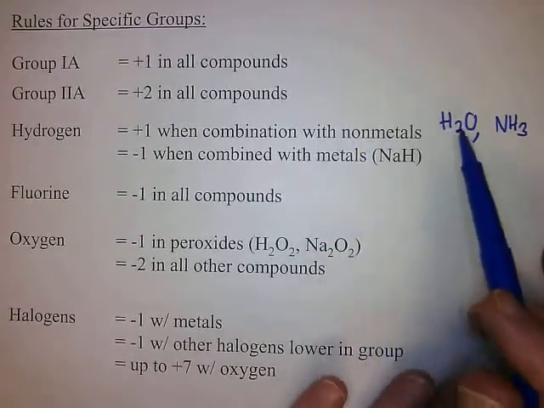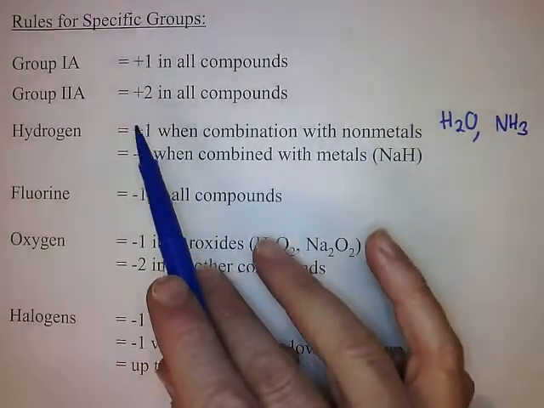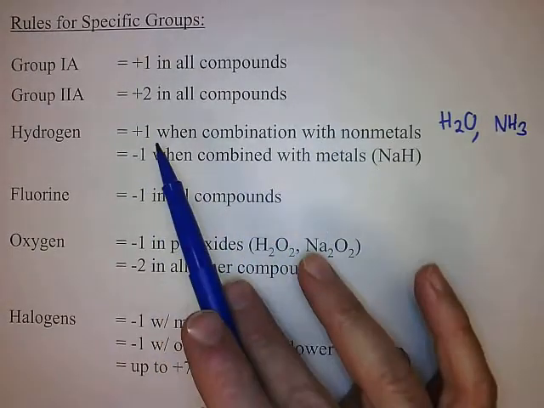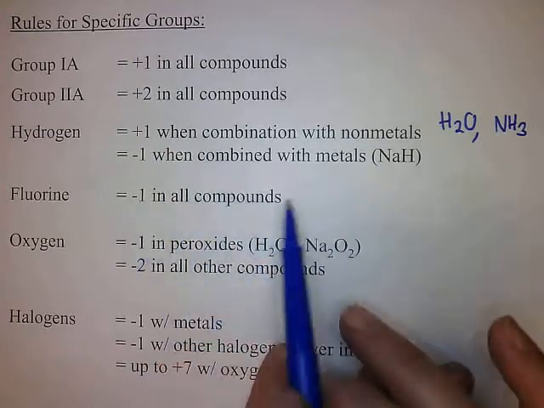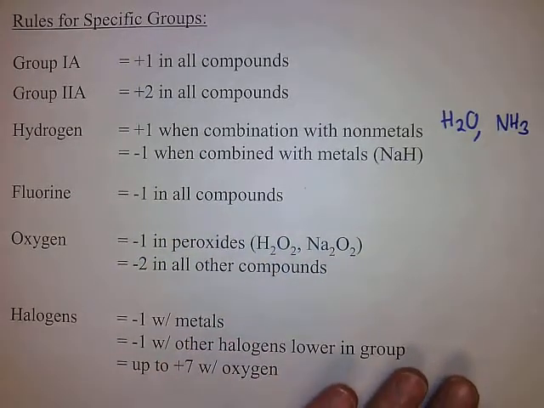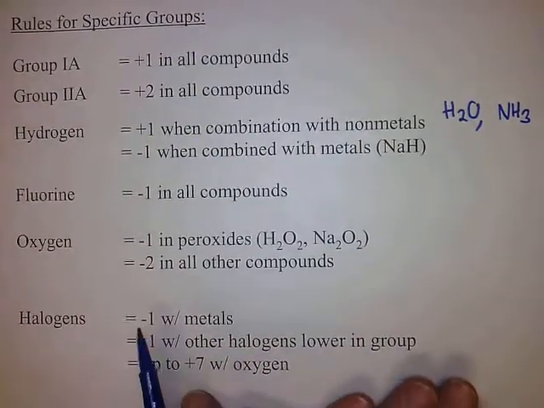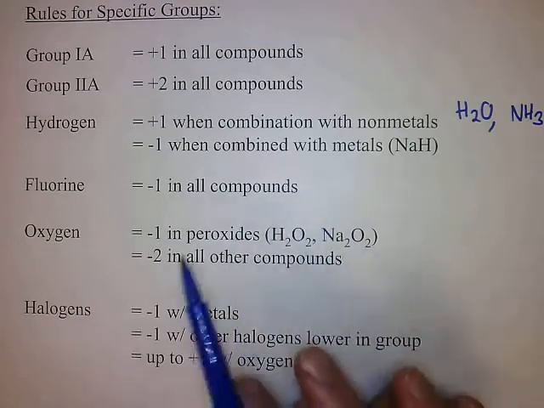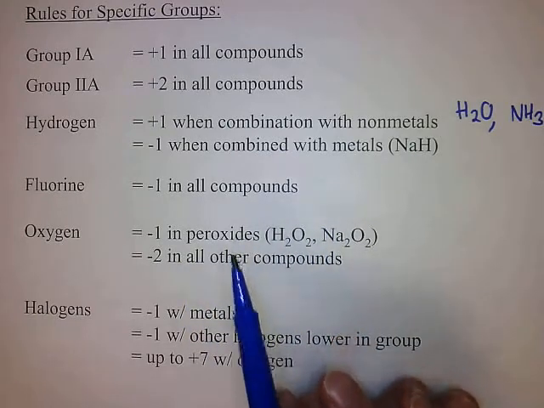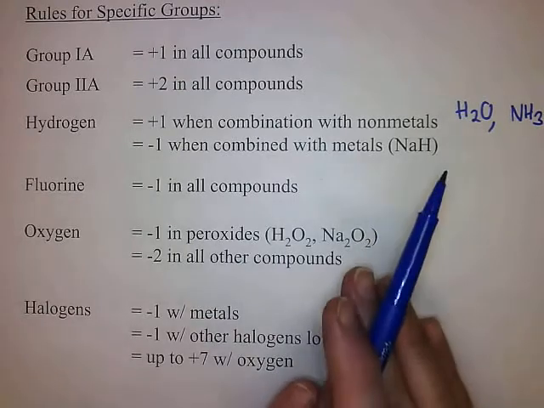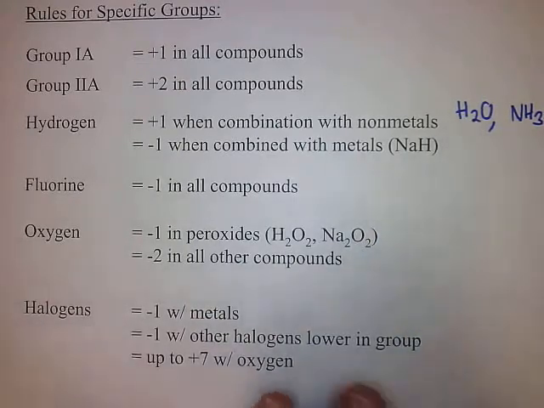For the purposes of general chemistry, most of the time you're going to see this case. But you need to be aware that hydrogen can also be -1 if it's combined with metals, like sodium hydride. Now, fluorine is always -1. There are no exceptions to that. No matter what fluorine binds to, it's always going to be -1.